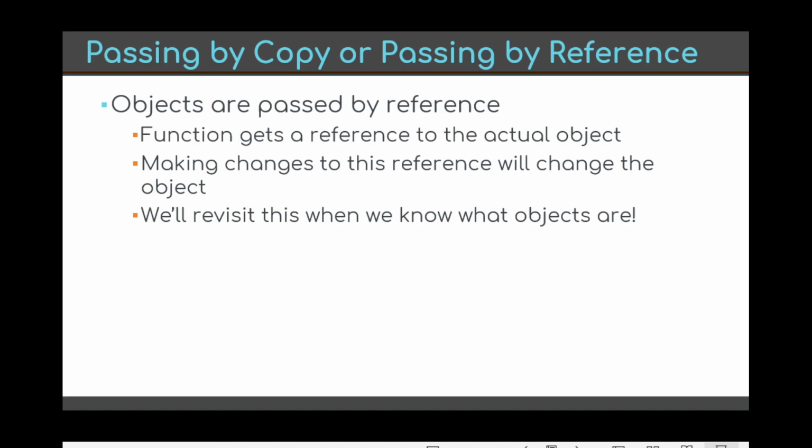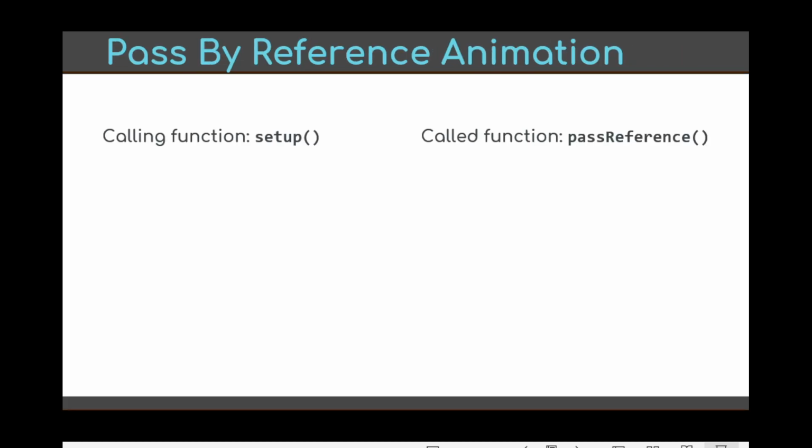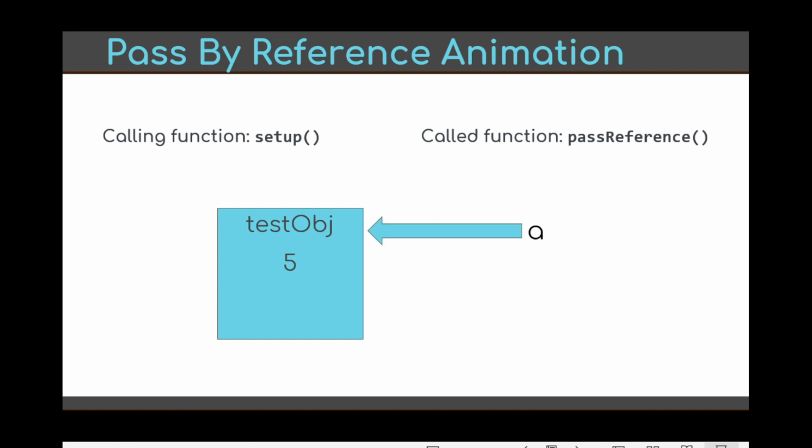All right. So objects are all passed by reference. The function gets a reference to the object. It'll change the object. This is what we said before, right? We'll revisit this when we know what objects are. But we know what objects are now. So let's take a look. Test object is 5. We call the pass reference function. That gets a. But a is now simply pointing to the original test object, the original box. And then it gets changed. We're done.